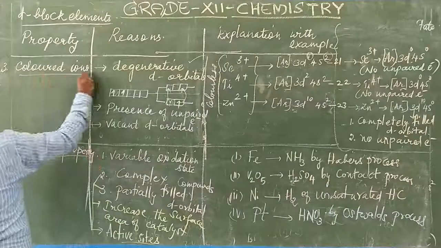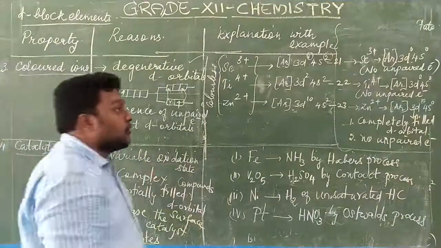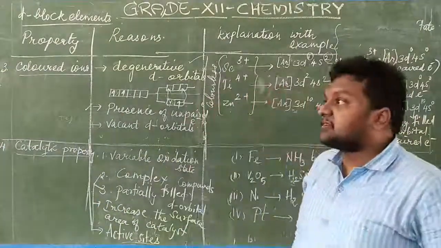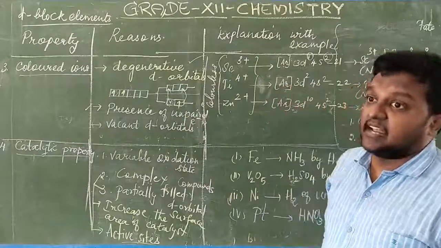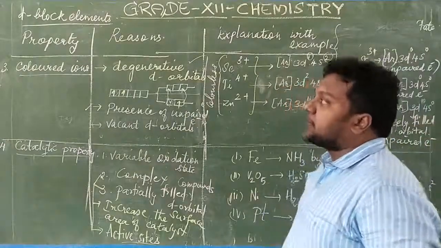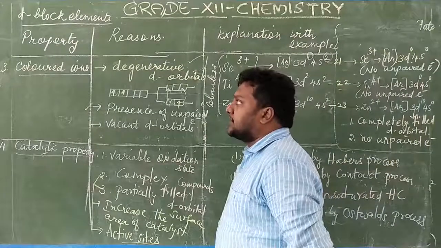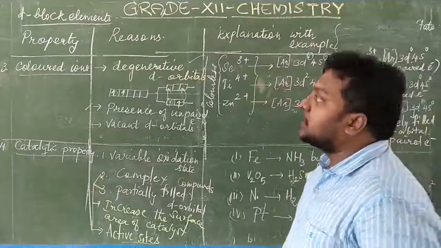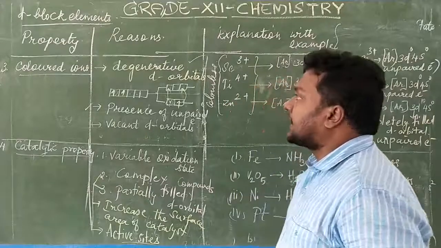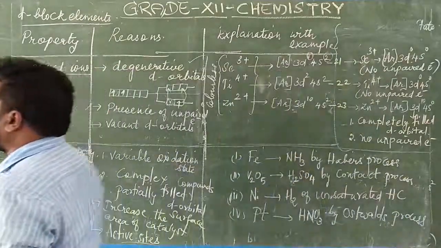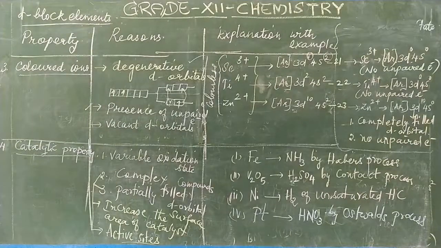So 4 properties. What is the first property we have studied? Variable oxidation state. Second property is the magnetic property. Third one is colored ion formation and fourth one is catalytic property. So 4 properties we have studied. Next one is the formation of complexes. That also we will see now.